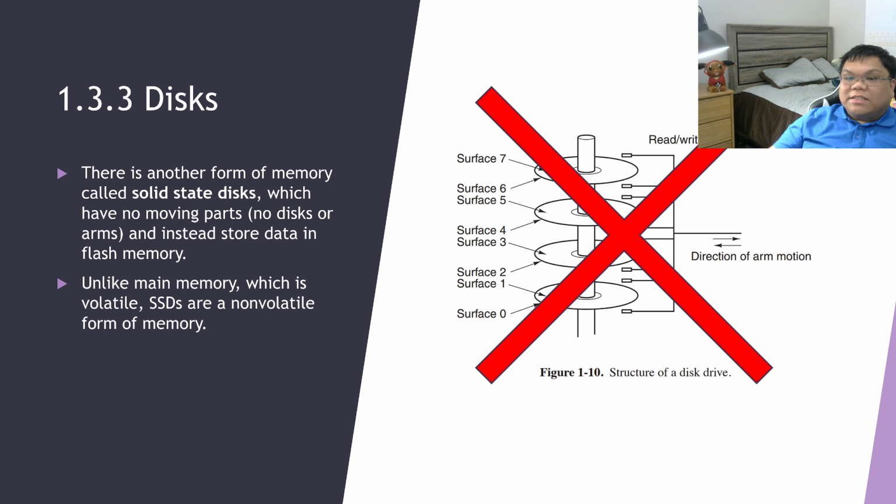They have no moving parts, so you have none of this happening. Instead, it is a form of memory, basically flash memory. Unlike main memory, which is said to be volatile and loses its contents when power is cut off to it when you turn off the computer, SSDs are a non-volatile form of memory, so nothing gets lost when you power off an SSD. So that's storage. That's disks and memory and storage.